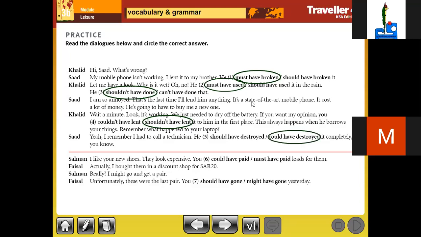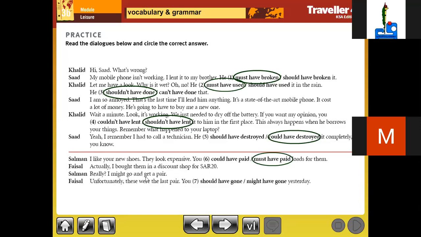Yasin, thank you. We have a dialogue between Salman and Faisal. I like your new shoes. They look expensive. You could have paid or must have paid loads for them. You must have paid, because here I'm almost sure.